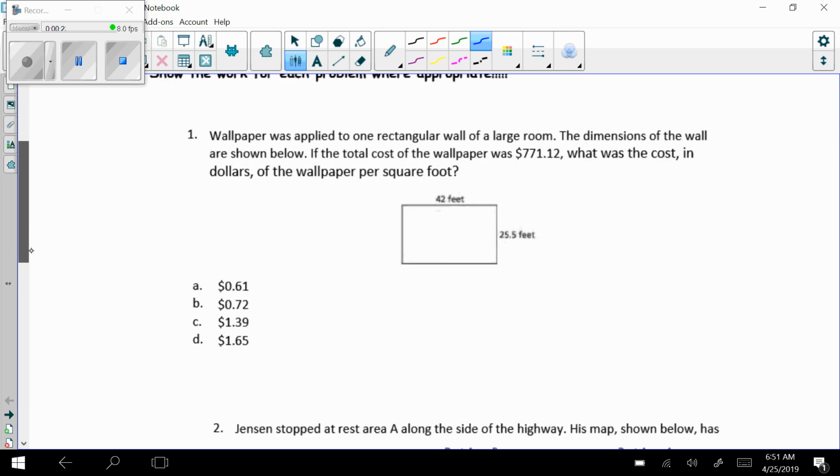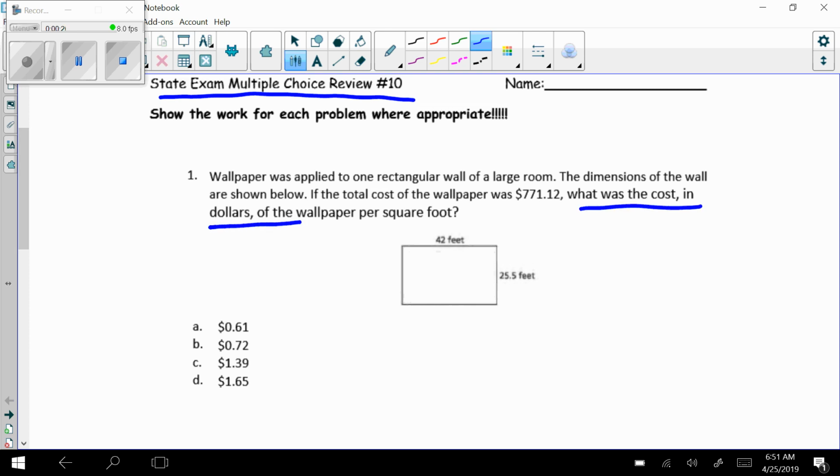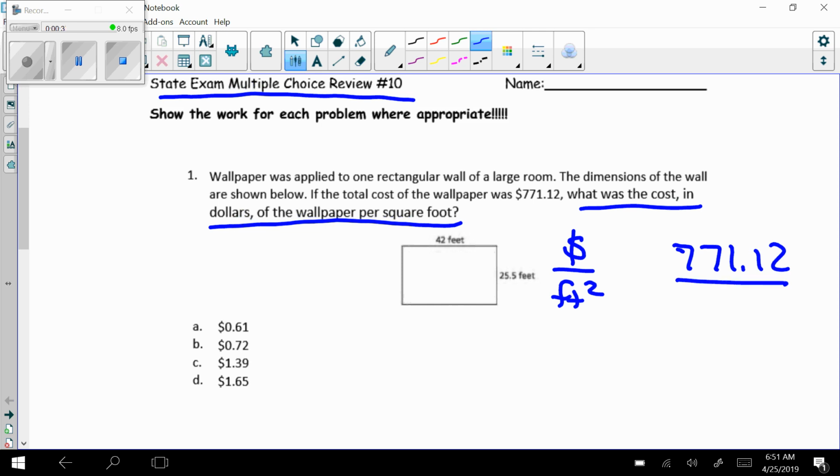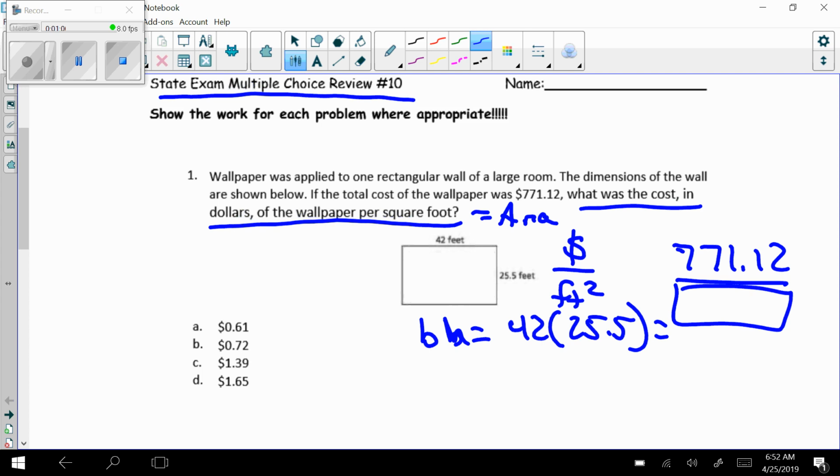Starting with number 1. What is the cost in dollars of the wallpaper per square foot? So we want dollars per square foot. We know how much money it's going to be, $771.12, but what we don't know is the bottom number directly. Whenever they say square foot, that means area. So the first thing you have to do is find the area of this rectangle. Area of a rectangle is base times height, so you would take 42 times 25.5, and whatever you get goes here. So that's for number 1.